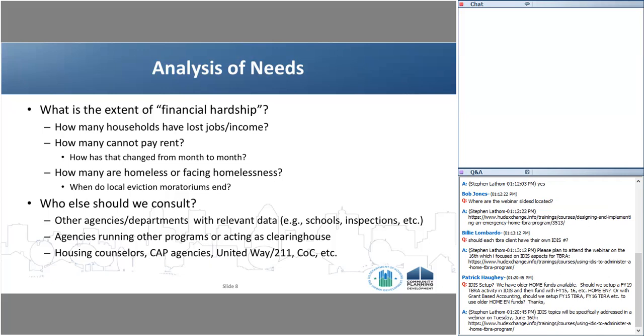So we need to look at which households are experiencing loss of jobs, loss of income, and households that are facing homelessness as a result of the pandemic. We can look at the national unemployment statistics weekly, but as PJs, you need to look more closely at your local market. How many of the households in your jurisdiction have lost jobs or income or housing as a result of the pandemic? How are these numbers evolving, and what financial hardships are not captured in those statistics?